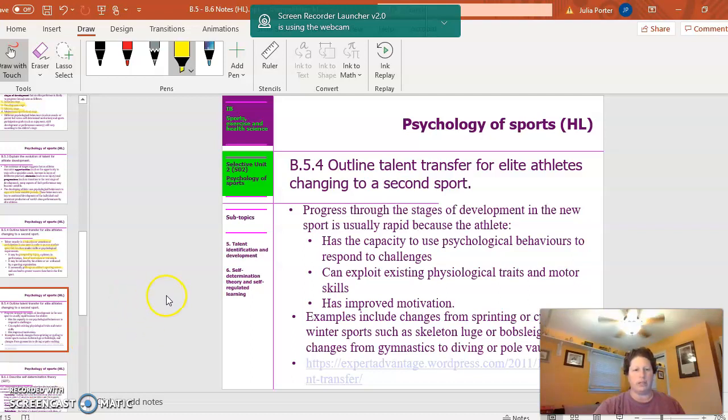Now that we're done with this, for B5, you do have a discussion board open in Canvas for you to look at and for you to respond to articles. If you have any questions, let me know.